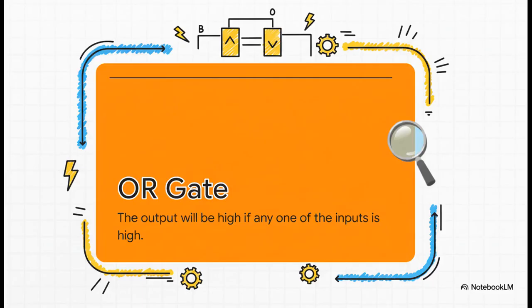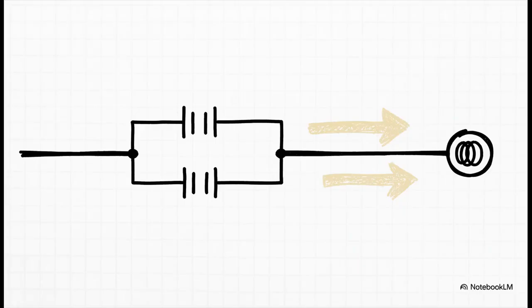All right, next up is the OR gate. And this one's a lot more laid back than the AND gate. With an OR gate, the output will turn on if input A is on, or if input B is on. Heck, it'll even turn on if they're both on. You just need at least one condition to be true to get things going.